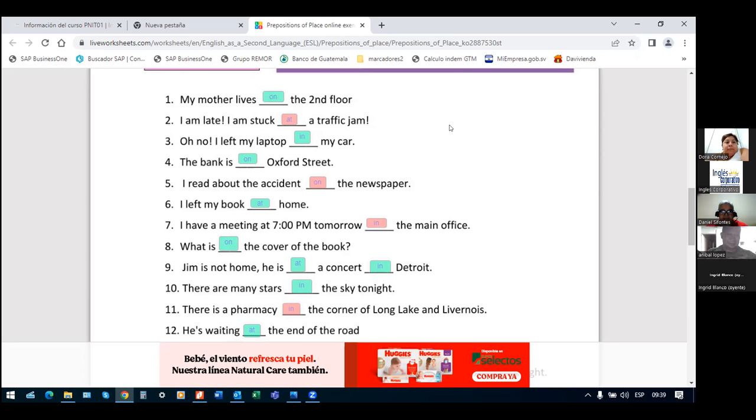Sobre la otra, la 5. Okay. In, quizás era in. In the newspaper. Ajá, sí. Ahí le pusieron en ello, in the newspaper.